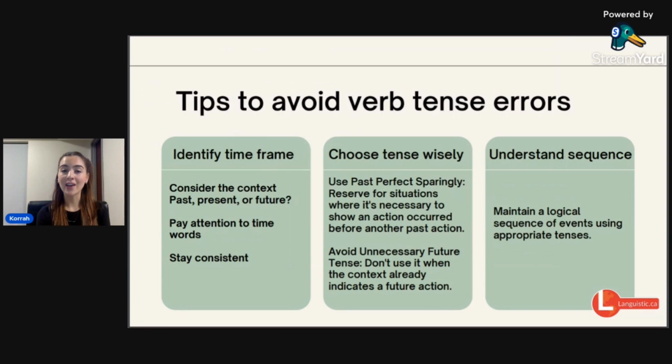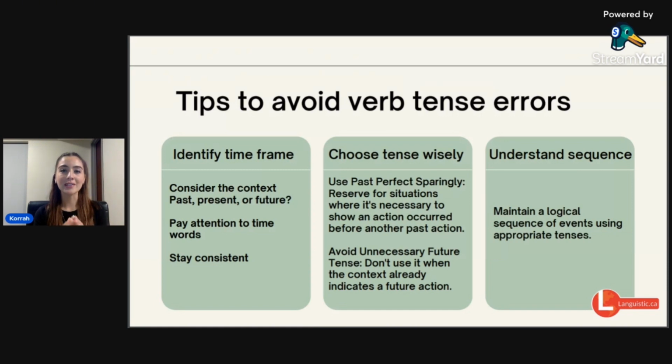Tips to avoid verb tense errors, okay? Other than studying and knowing your verb tenses really well, which is pretty challenging, especially when you're communicating, my first tip is to identify the time frame. Consider, is this past, present, or future? And pay attention to time words. Stay consistent throughout your writing. Pick a tense and stick to it. Choose your tense wisely, okay? So as you can see, past perfect is quite challenging to wrap your head around. Use this sparingly in your writing. Unless you're talking about an event that happened before the recent past, I would opt away from using past perfect within your writing.